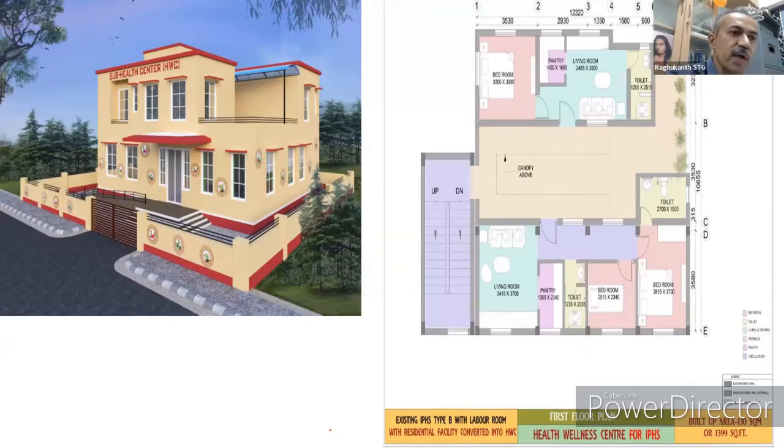Like the living room, doctor, all the details are there. Okay, so these details are available. The drawings are in this one also. What should be the built-up area? What should be the size of this area? All the details are there in the Indian Public Health Standards.